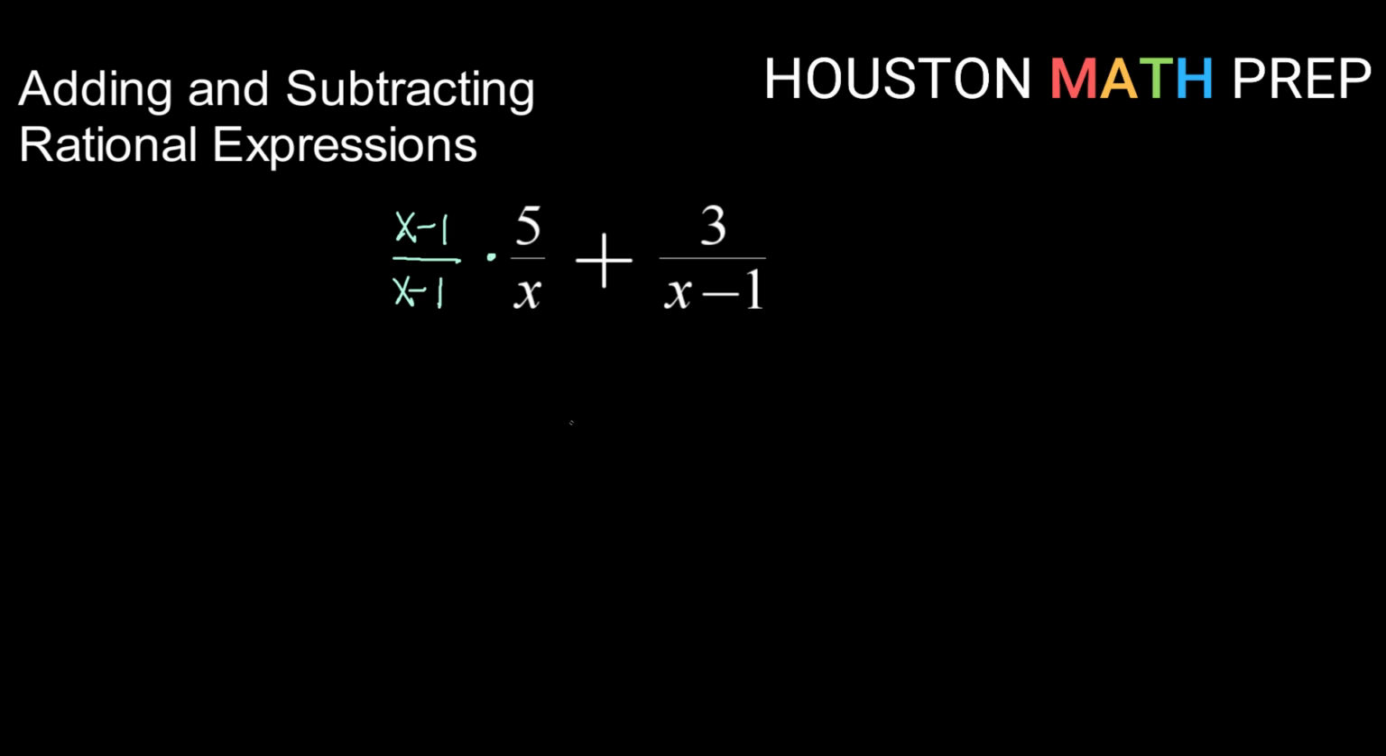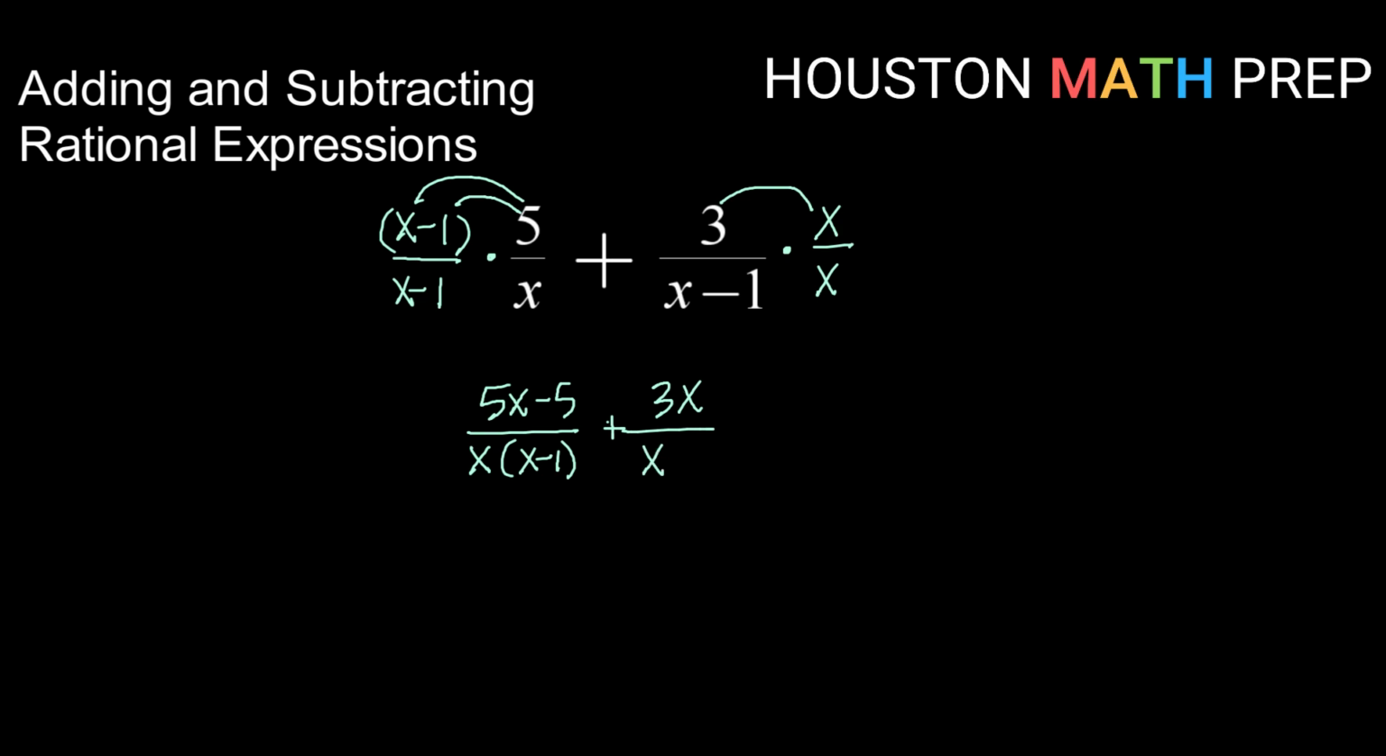So that means I'm going to multiply 5 over x by x minus 1 over x minus 1, and I'm going to multiply 3 over x minus 1 by x over x. All right, in my numerators, I'm going to distribute, so that's going to give me 5x minus 5 over, in my denominators, I'm going to go ahead and keep them factored. So I'm just going to write that as x times x minus 1 plus, in my numerator, 3 times x just makes 3x over, again, x times x minus 1.